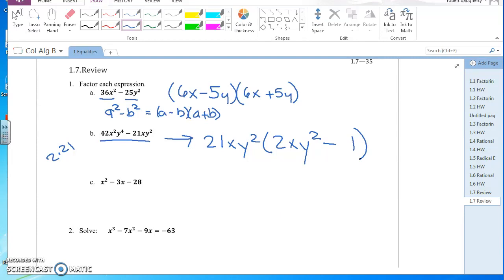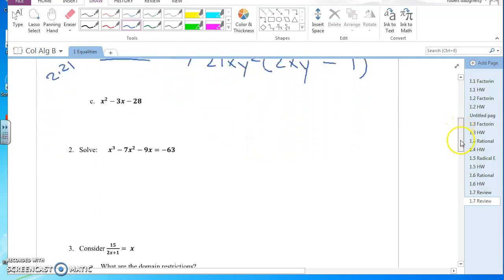If I look at the next one, this is factoring a trinomial where the coefficient of x squared is 1. So our method for that has always been to find two numbers that multiply to give you a negative 28 and add to give you a negative 3. So this just comes down to what are the factors of 28? That's 1 and 28, 2 and 14, 4 and 7, and I think that's it.